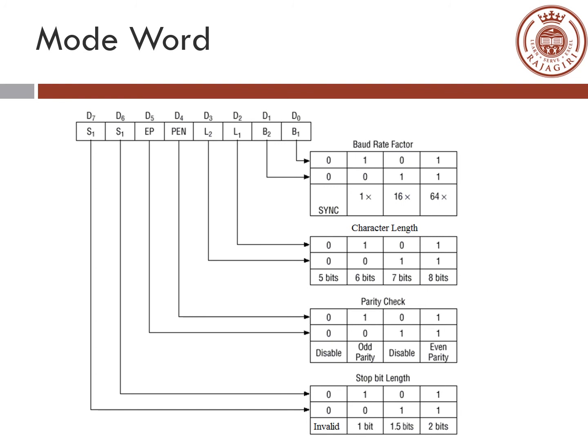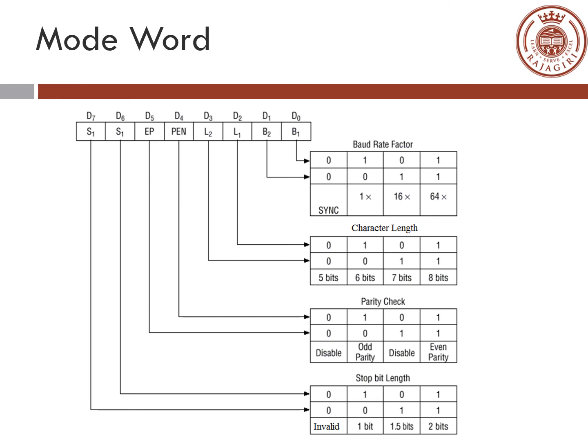The mode word has 8 bits, going from D0 to D7 in pairs of 2. The lowermost 2 bits specify the baud rate factor. The next 2 specify the character length, which is followed by 2 bits for specifying the error control, which is parity check, and then 2 more bits to specify the stop bit length.